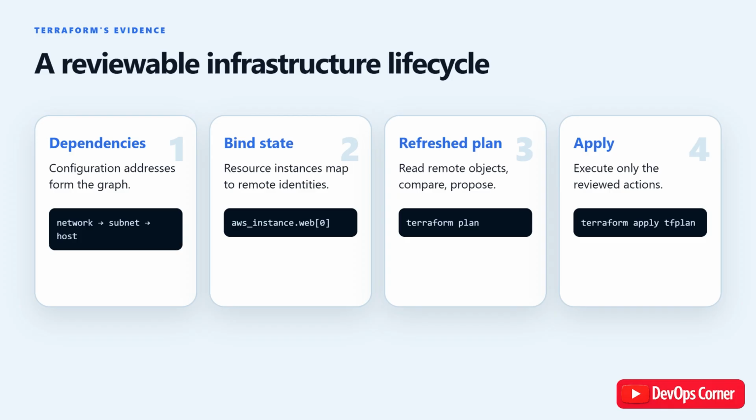Terraform usually owns these initial infrastructure objects, and for good reason. Its configuration naturally forms a strict dependency graph, meaning it ensures the network actually exists before a host tries to attach to it. More importantly, its state gracefully binds those local code addresses directly to the remote cloud objects. What's absolutely crucial here is the planning phase. Terraform's plan explicitly compares your configuration and state against the refreshed remote infrastructure before applying a single thing. This creates a highly reviewable, predictable lifecycle for any additions, changes, or replacements you're making to those core components.